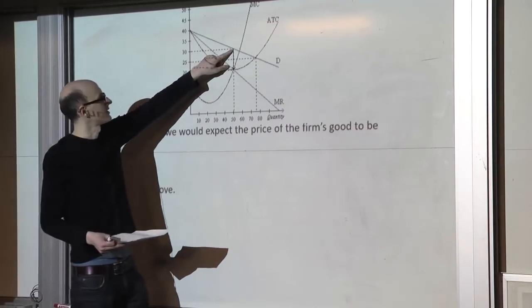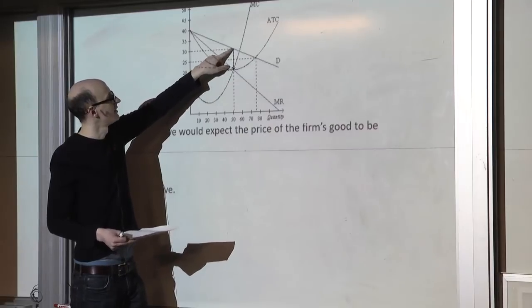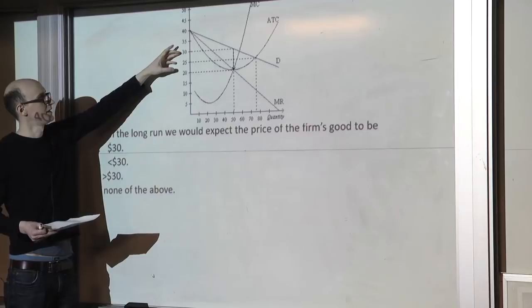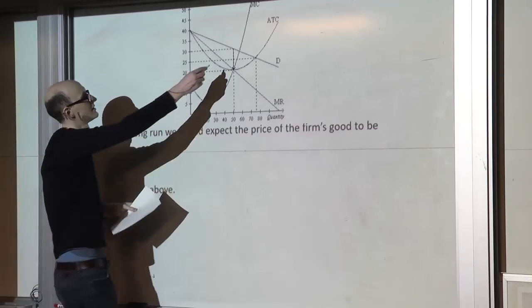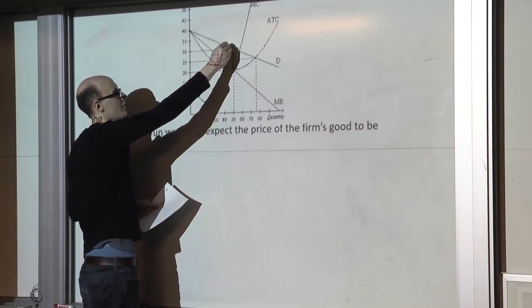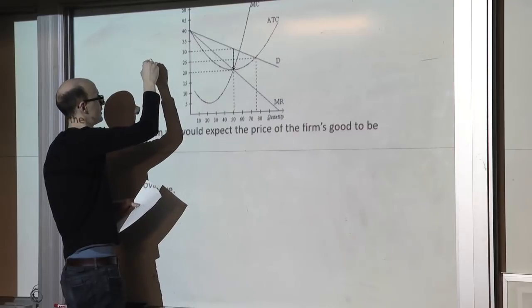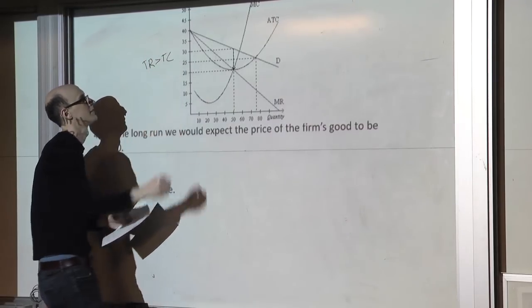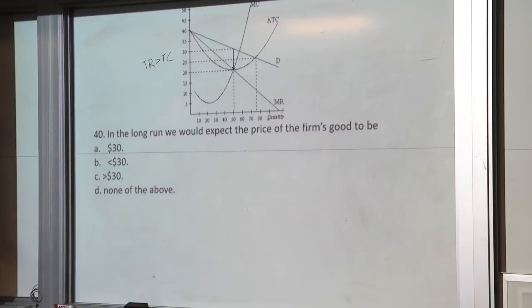The price isn't going to stay at 30, because what's true about a market where the price is 30? In other words, their total revenue is greater than their total cost. What's true about these markets? They're earning a profit, right?